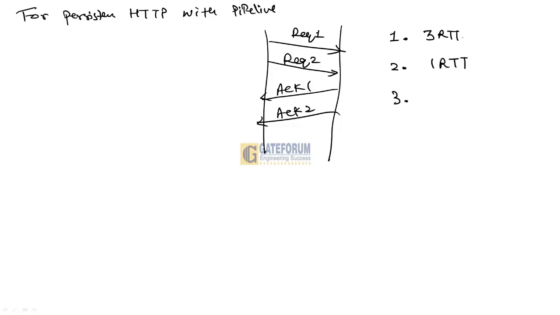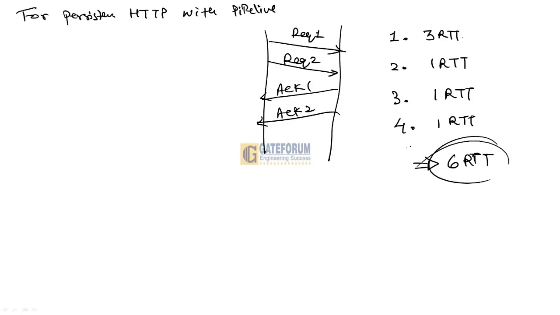After establishing the connection, the client sends an HTTP request to get the base HTTP file and receives it in 1 round trip time. Then fourth, the client sends HTTP requests for the objects and receives all the 10 objects in 1 round trip time. So that would be the total. How much is the total addition? 3, 4, 5, 6 round trip times are required for the pipelining.